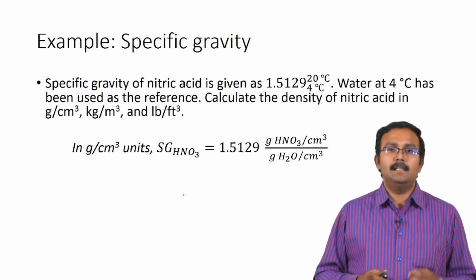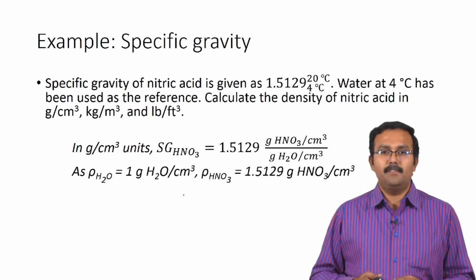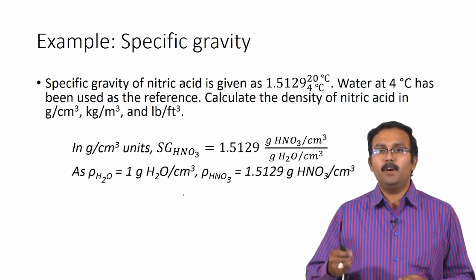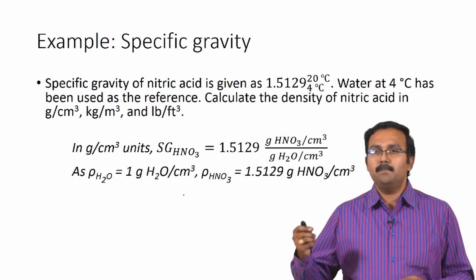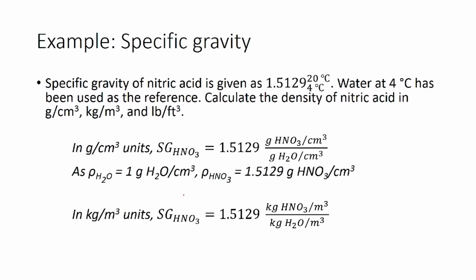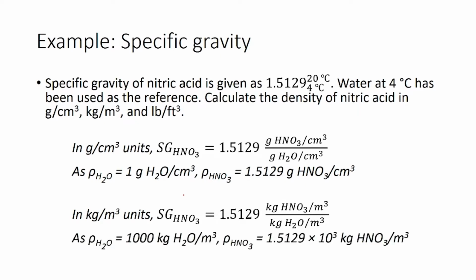So, when I multiply the density of water with this specific gravity, I would end up with the density of nitric acid, which is 1.5129 grams of nitric acid per centimeter cube. If I were to calculate the density in terms of kilograms per meter cube, then the specific gravity for nitric acid should be written as 1.5129 kilograms of nitric acid per meter cube divided by kilograms of water per meter cube. Using the density of water as 1000 kilograms of water per meter cube, I can calculate the density of nitric acid as 1.5129 times 10 power 3 kilograms of nitric acid per meter cube.